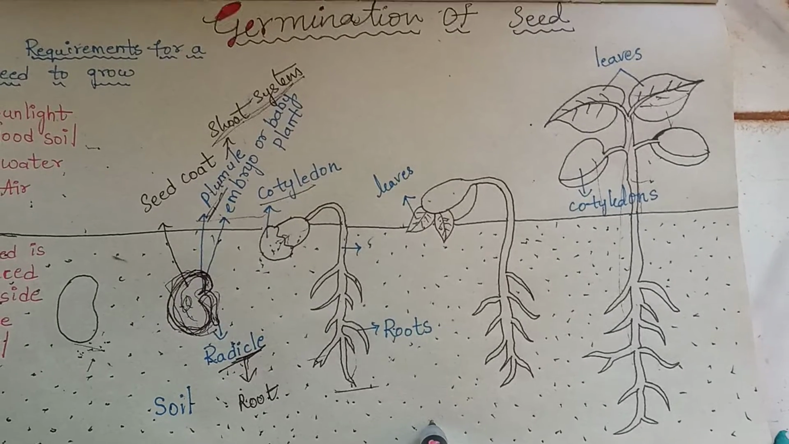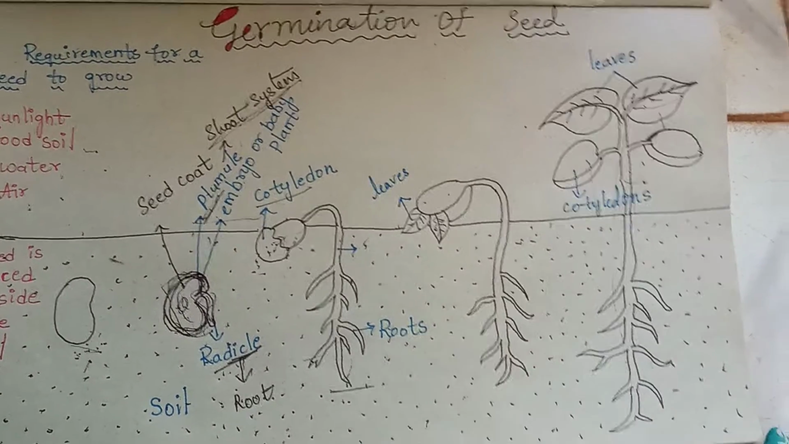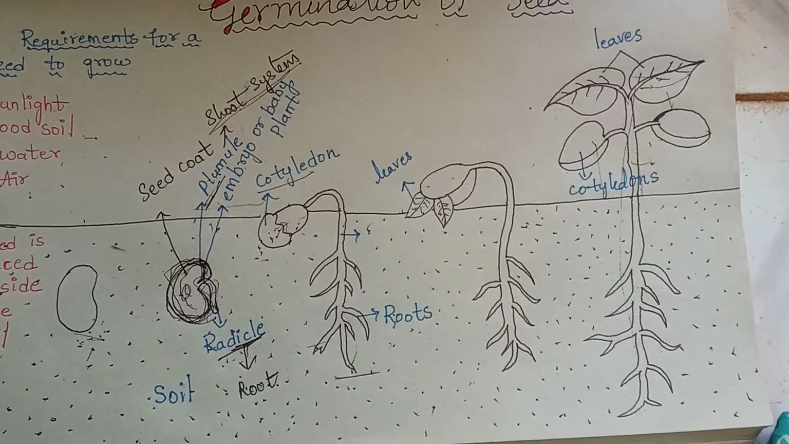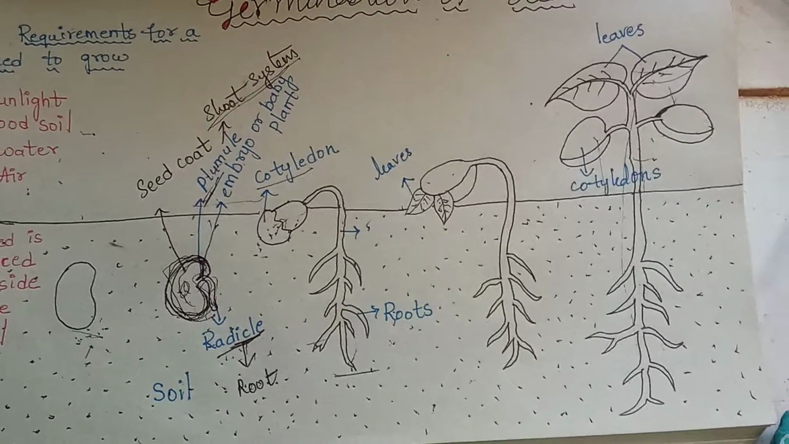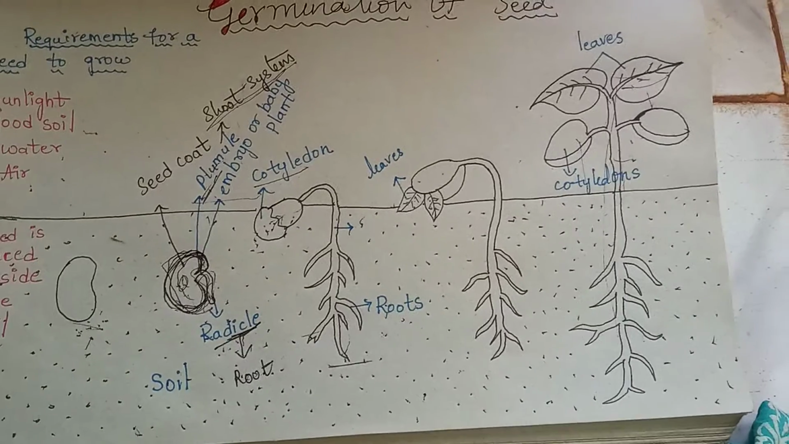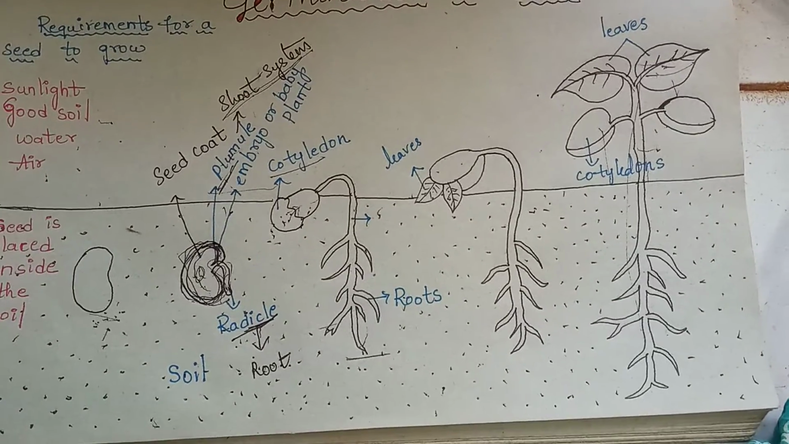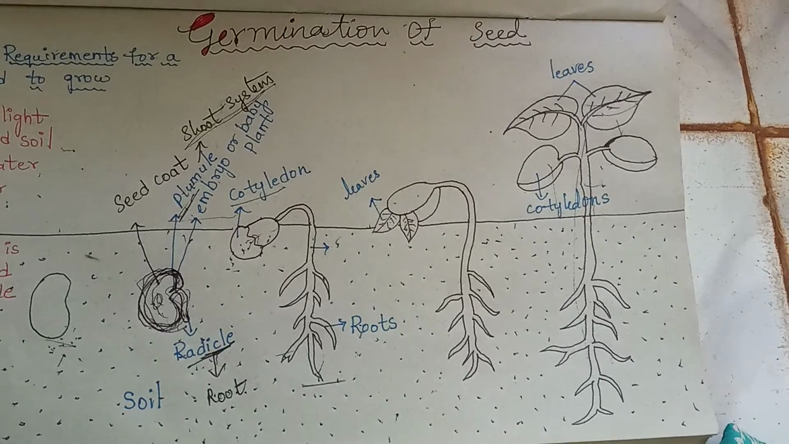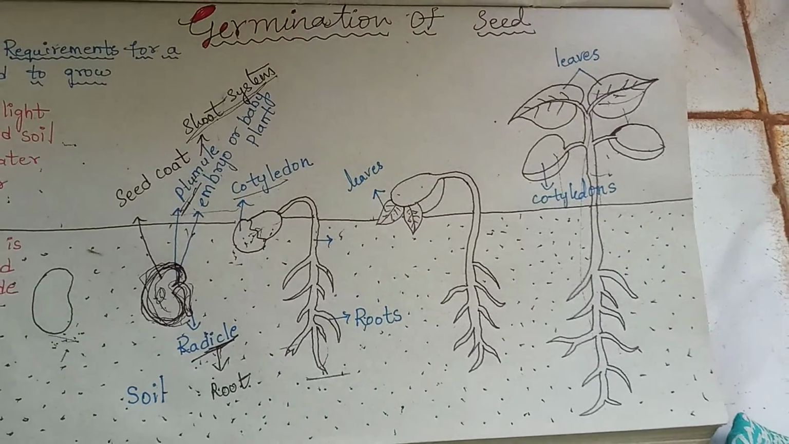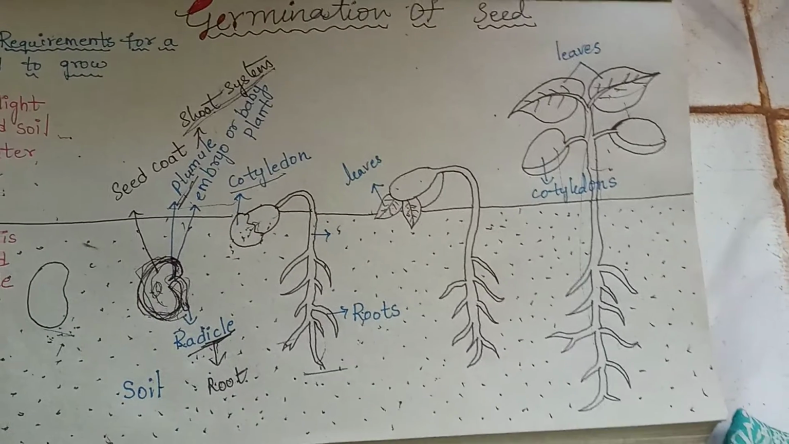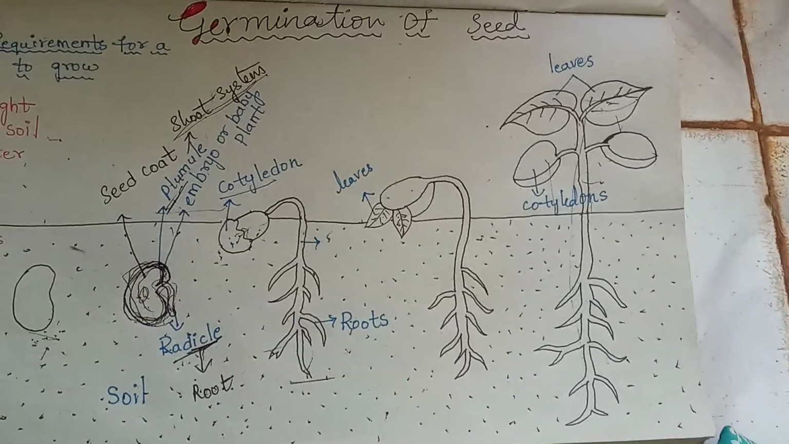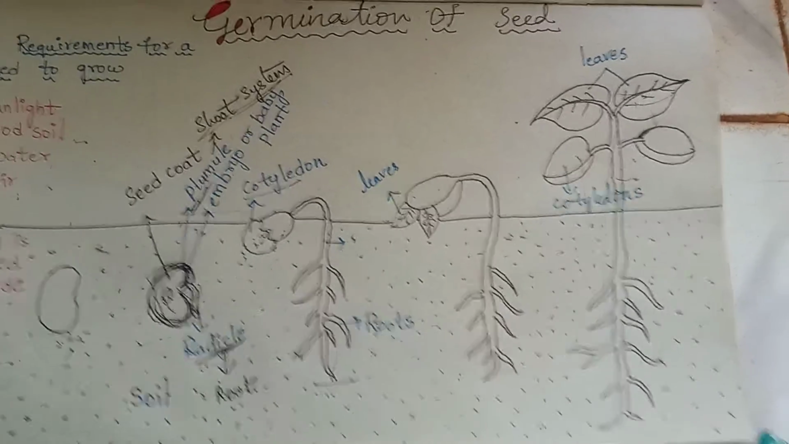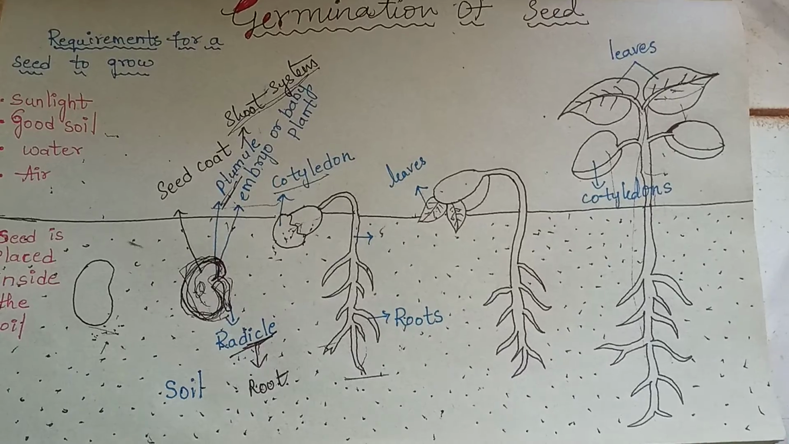Even in our house, when our mothers are soaking some seeds in water, after some days what we can observe is small hair like structures coming out from the seed. What are those called? Those are the roots. So you can observe that in your home also.